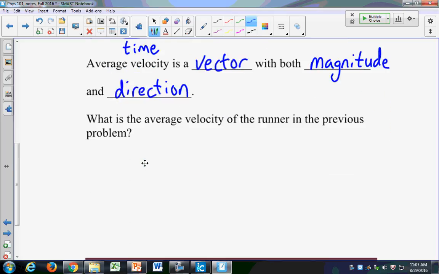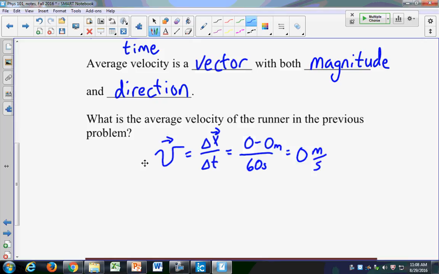So if we were to think about the runner in the previous problem that runs the 400 in 60 seconds, what is her average velocity? It's going to be 0, right? Because she begins and finishes at the same point. So our average velocity is going to be equal to delta x over delta t, which is 0 minus 0 divided by 60 seconds, or 0 meters per second. That is our average velocity. That might seem kind of funky, but that's just sort of how we define displacement and average velocity.